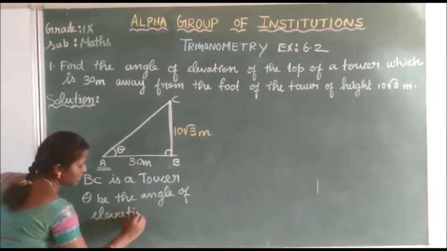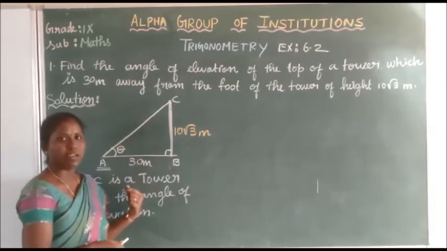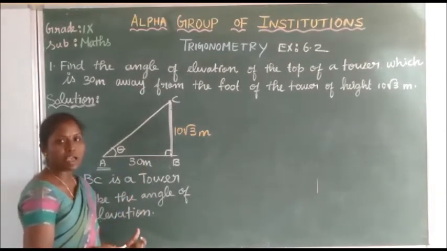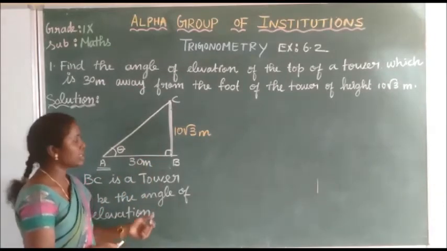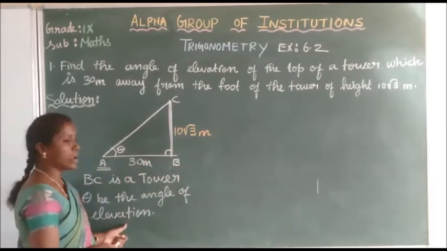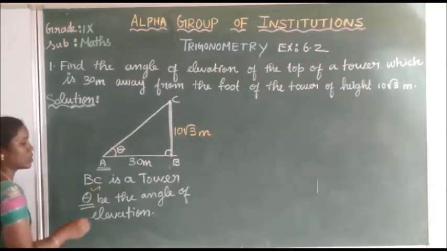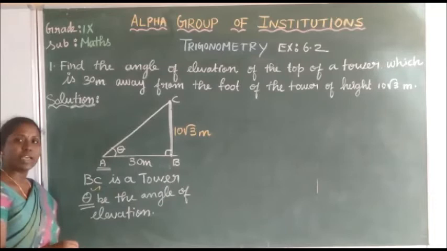So like that you have to describe your problem. If it is a building, mention which part is the building. If it is a tree, mention which is the tree, and mention the angle using words. Here BC is the tower and B is the foot of the tower. We know that. And theta is the angle of elevation. We have to identify this theta because they are asking us to find the angle of elevation.